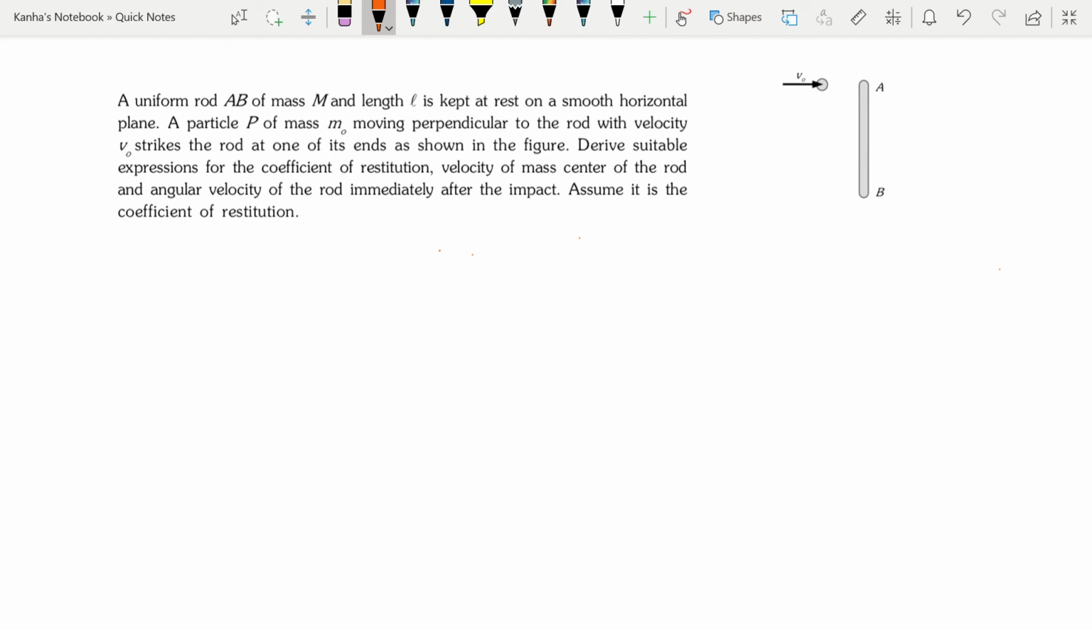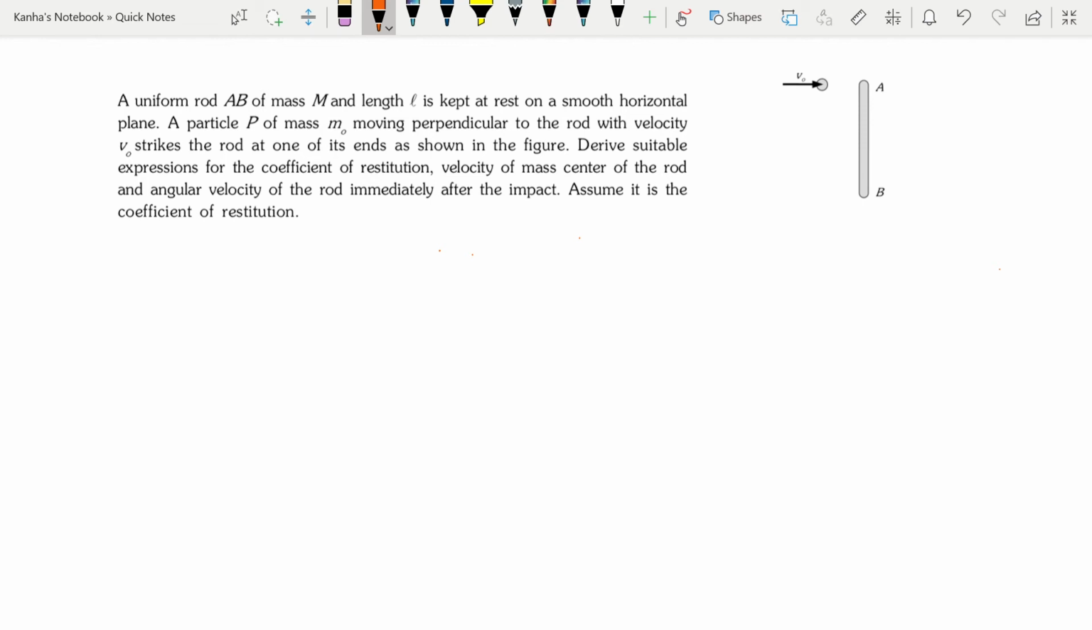A uniform rod AB of mass capital M and length small l is kept at rest on a smooth horizontal plane. A particle P of mass m0 moving perpendicular to the rod with velocity v0 strikes the rod at one of its ends. You are supposed to derive suitable expressions for the coefficient of restitution, velocity of center of mass of the rod, and angular velocity of the rod immediately after the impact. Assume e is the coefficient of restitution.